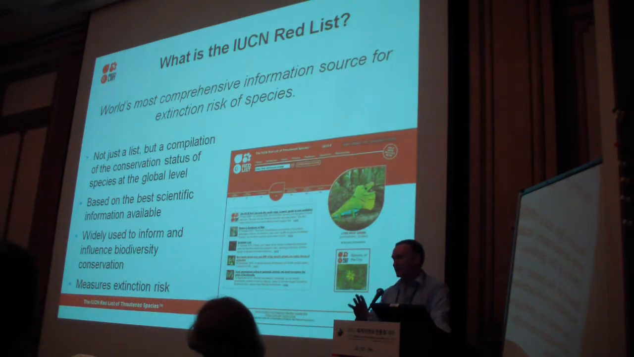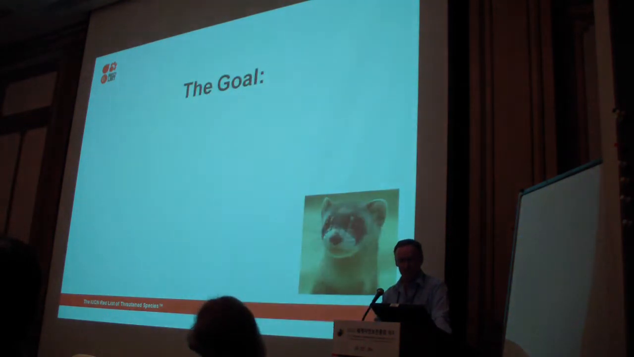But just to stress that the actual Red List framework itself is all about measuring risk of extinction. It doesn't say what the conservation priority should be for any one particular species. And we have to always bear that in mind when we use the Red List.